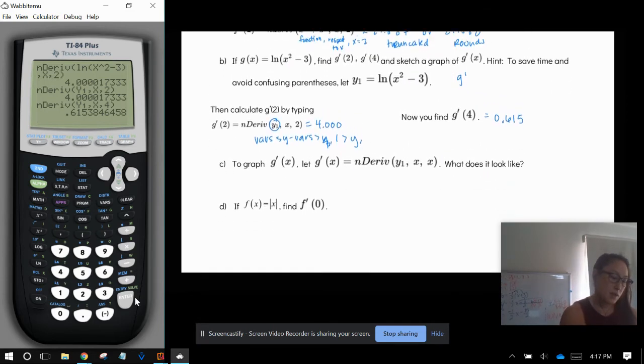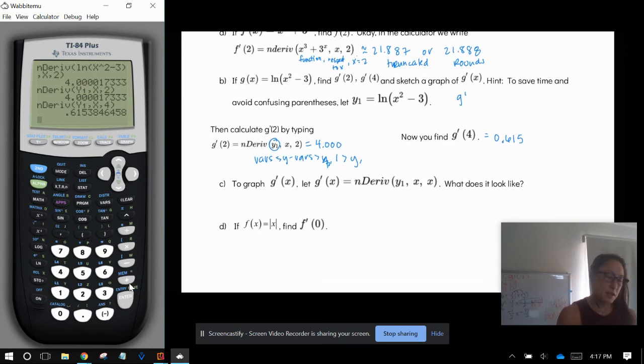All right, to graph, this is fun. We're going to do the same thing in our y equals. So I have the ln of x squared minus 3 as y1. And then in y2, I'm going to type in math, n-deriv, y1, comma, x, comma, and then for all x's. Okay, so instead of a certain value, we put in all x's.